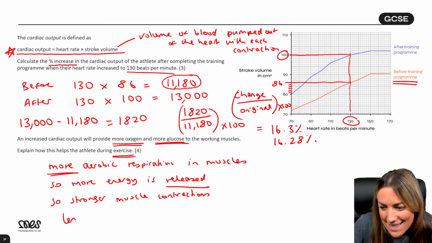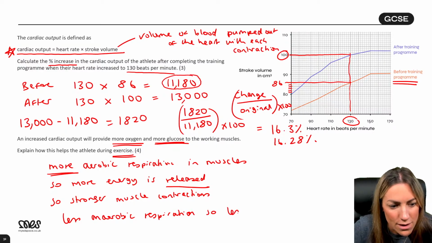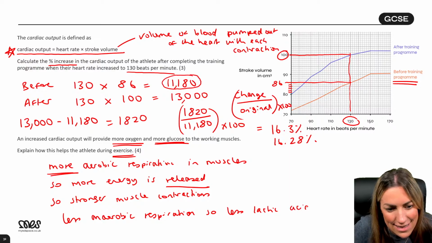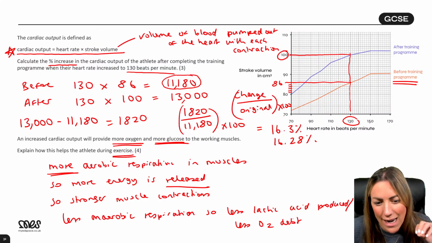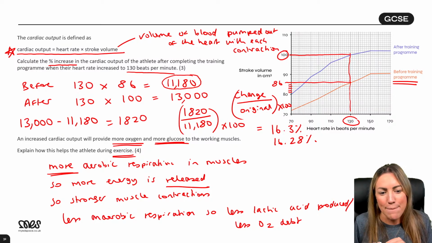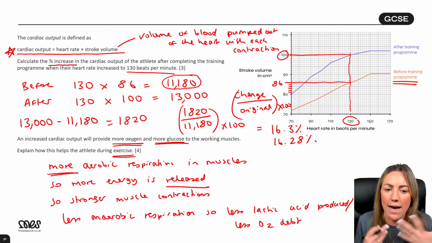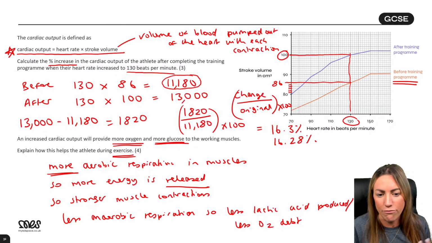Yes, let's say for mark point 4, less anaerobic respiration, so less lactic acid produced, or less oxygen debt because you won't need that oxygen to break down the lactic acid, or won't suffer from muscle fatigue. Yeah, well done. This would be higher, wouldn't it? Because you're going deep, like foundation for sure. You should know that aerobic respiration needs oxygen and glucose. And if they get more of it, they can do more aerobic respiration and release more energy.